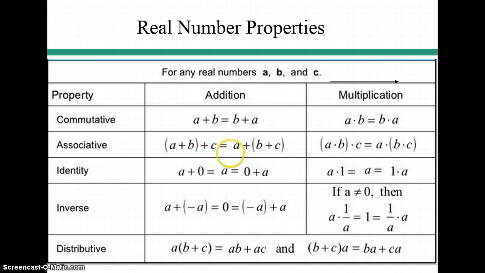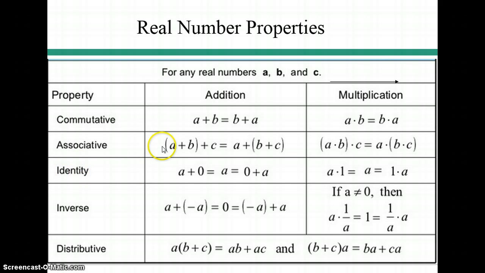Let us discuss the associative property of multiplication. Here, three real numbers A, B and C have been multiplied. We multiply A and B first, and the result will be multiplied with C. The same result we'll get if you multiply B and C first, and the result will be multiplied with A. So this kind of property is called the associative property of addition and multiplication.